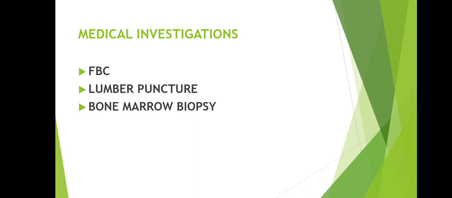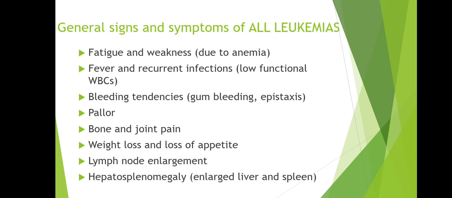Then we have another medical investigation, the lumbar puncture. Lumbar puncture is just to confirm whether this cancer has reached the brain and the spinal cord or not. If it has reached there, in case of severe forms of leukemia, then you are going to find the cancerous cells as well. Then we have bone marrow biopsy. We want to find out the state of the bone marrow. Has it been affected? Does it have some cancerous cells or not?